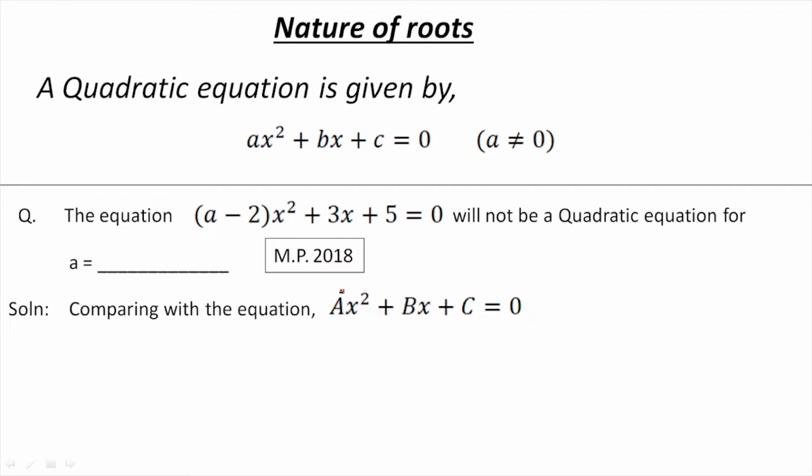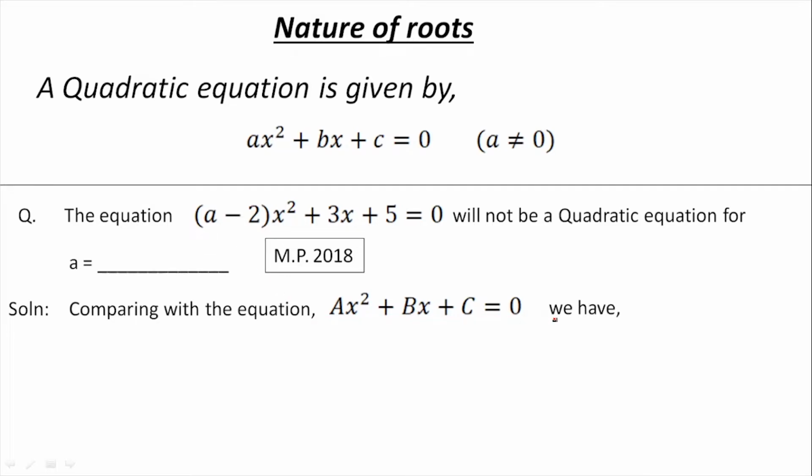So comparing this equation with the standard equation ax square plus bx plus c equals 0. And why are we writing capital letters A, B and C? It's because the small letter a is already used here, so we don't want to get confused between these two letters. Just to avoid confusion, we are writing capital letters A, B and C.